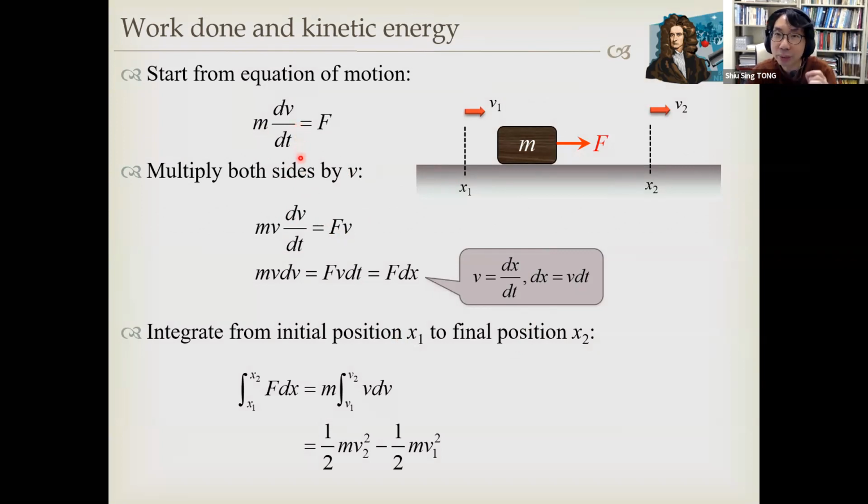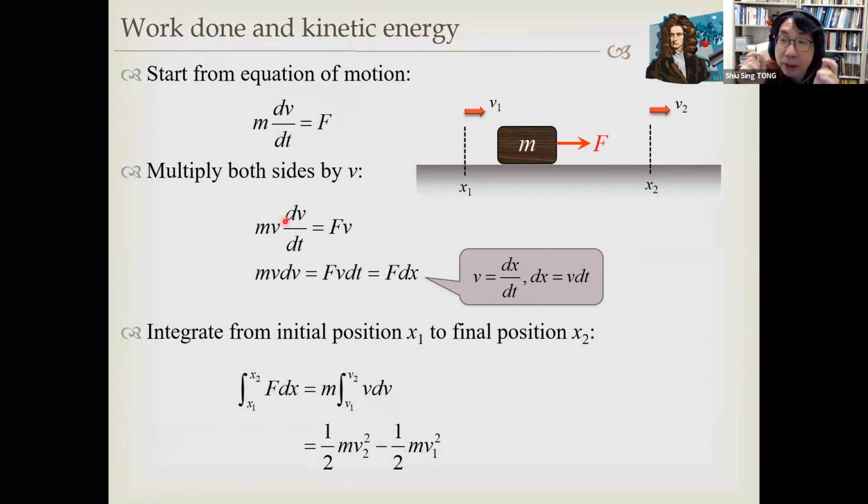But in high school physics, you restrict yourself to uniform acceleration, right? You restrict yourself to a constant acceleration. But we now extend our discussion to a variable force with a variable acceleration. So again, we start from F equal to ma. I write F equal to m dv/dt in differential form.